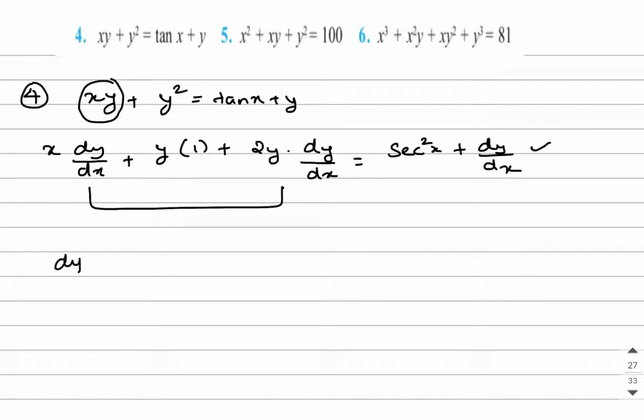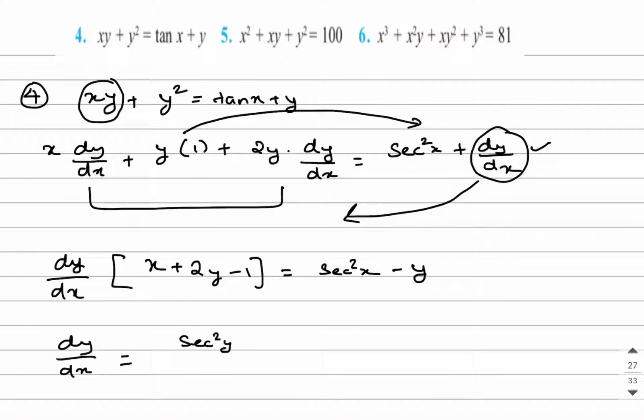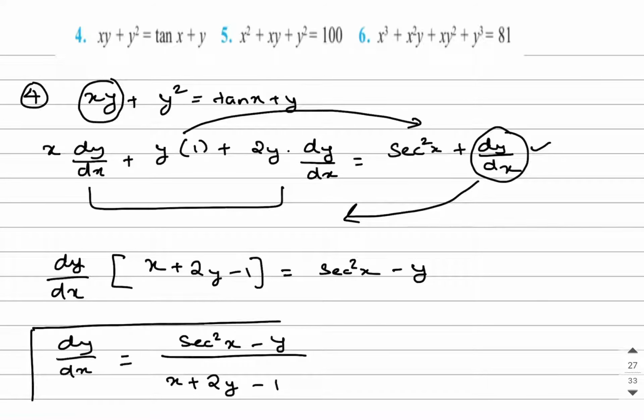So if I take out dy by dx, then on the left hand side you are left out with x plus 2y. If this dy by dx comes to the left hand side, then you will have minus 1 is equal to secant square x, and if this y goes to the other side, it will be secant square x minus y. So dy by dx in this case will be secant square x minus y divided by x plus 2y minus 1. So this is the required answer.